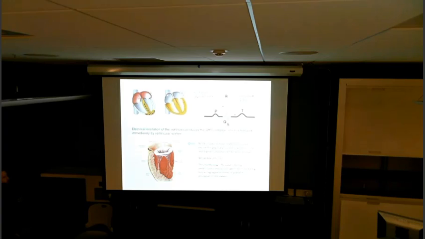Okay, so we've accounted for the P wave. We've accounted for the QRS complex. The last thing that we have to account for is this T wave. And what the T wave represents is basically when the ventricles electrically reset themselves. It's called ventricular repolarization. They reset themselves, and what does that allow for? It allows them to be electrically excited again. So when they repolarize, when they reset themselves, that's the T wave.